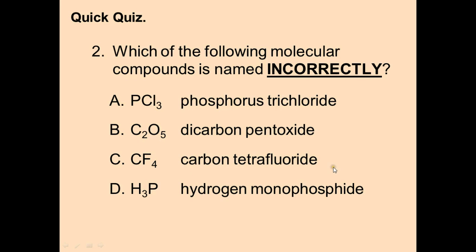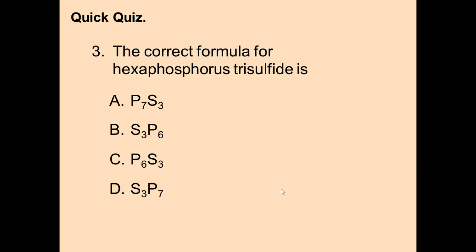And then we have hydrogen monophosphide. And so this one's incorrect because we need 3 hydrogens, so it should be trihydrogen monophosphide. So that is the incorrect one.